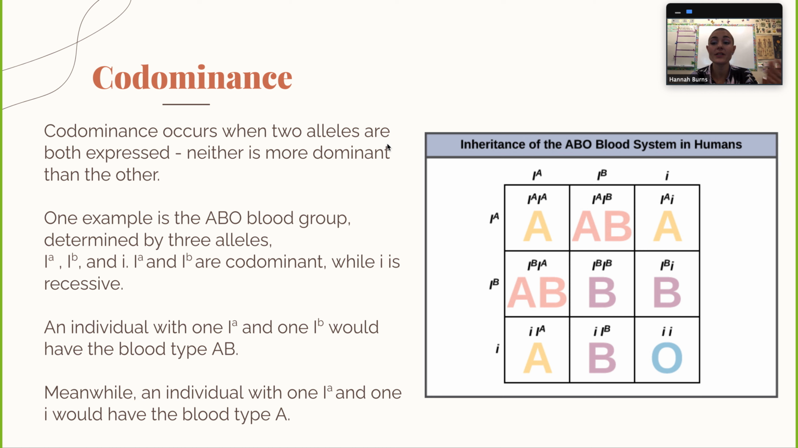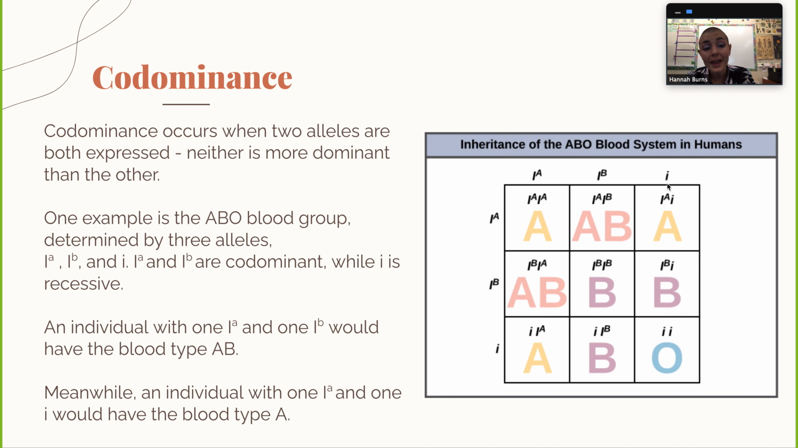So blood type is an example of codominance. When you have two alleles expressed and not one is more dominant than the other, they're both equally dominant, they're codominant. So one example is the ABO blood group, determined by three different alleles, A, B, and then the lowercase i. This is how it's normally written, like IA, IB, and then lowercase i, just to help us keep track of dominant or recessive. So IA and IB are codominant while lowercase i is recessive. And codominant essentially just means that if I inherit an A and a B, well then both of them will be in my blood type.